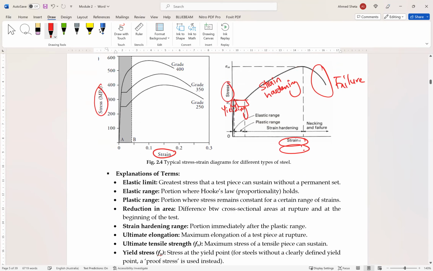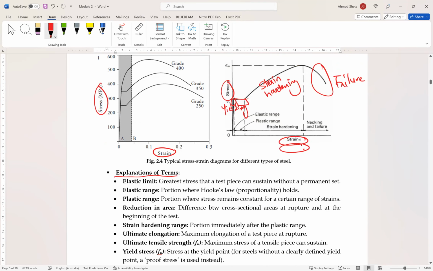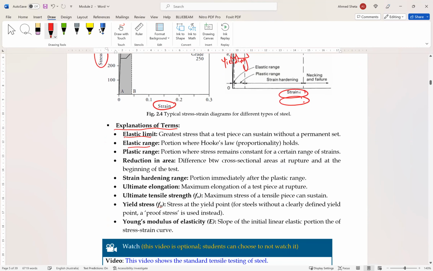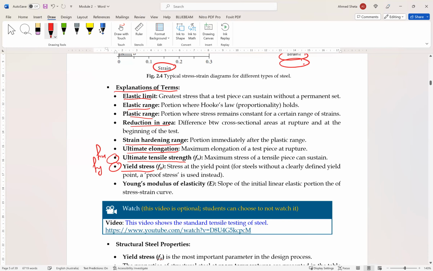Okay, this is an explanation of terms in the stress-strain relationship. You have elastic limit, elastic range, plastic range, reduction in area or necking, strain hardening range, ultimate elongation, and ultimate tensile strength. The two main properties we need for steel are F yield, the yield strength, and F ultimate, the tensile strength, or the stress when the steel breaks. Then there is Young's modulus E.